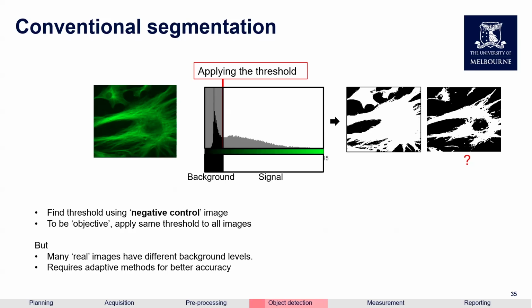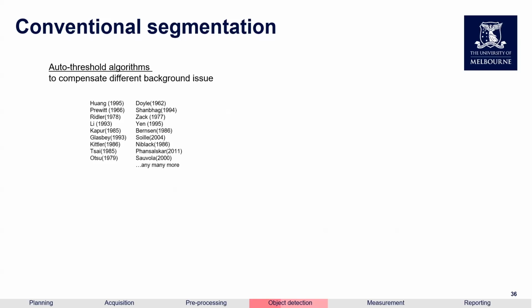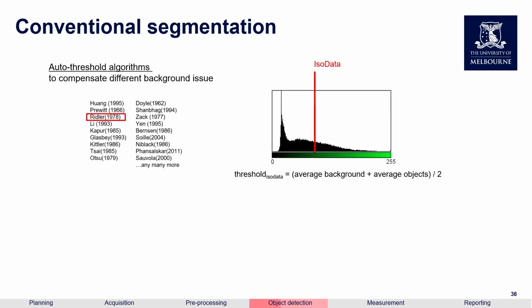This is where adaptive methods are needed, which are called auto-threshold methods. These methods calculate the threshold value locally within each image. There are many algorithms available. For example, the method called IsoData tries to find the threshold where the average intensity of pixels above and below the threshold are equal.